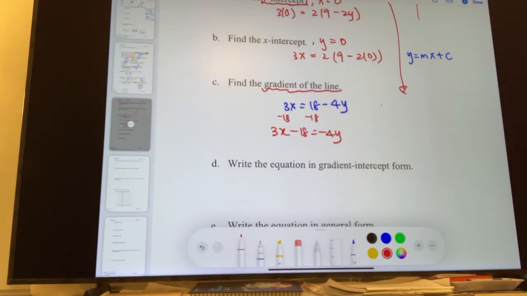And you have minus 4y equal to 3x minus 18. We write it the other way around, because to find the gradient, you're always in the y equal to mx plus c form. So what should you do to get y equal? How can you make it into y equal? You don't want the minus 4 to be there. Divided by -4. Yeah, divided by -4.